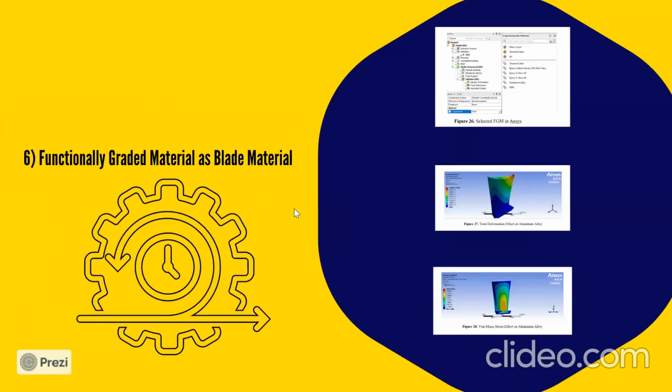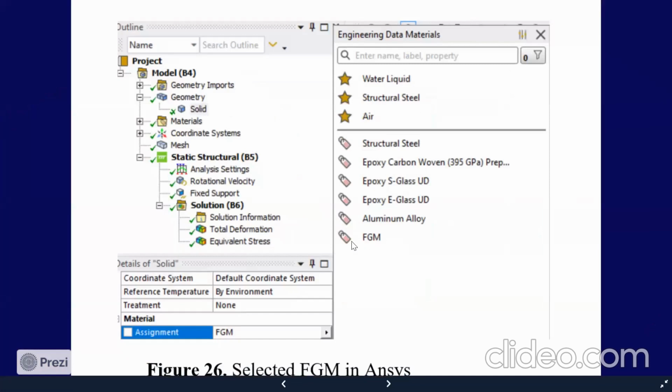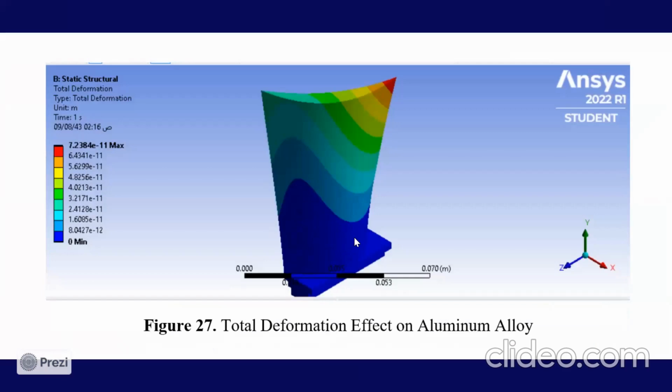This is FGM. We add the material, as we can see here. This is the deformation that affects the aluminum alloy.